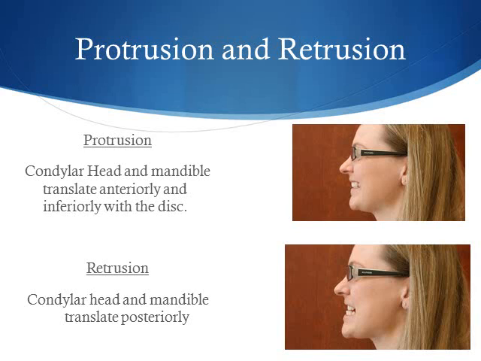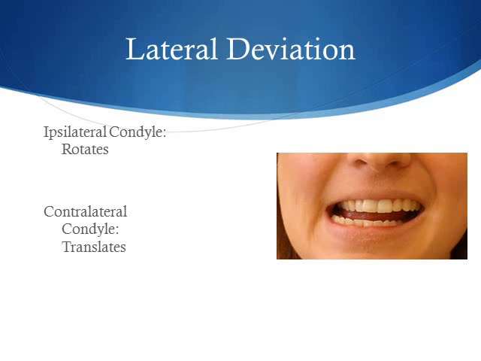Protrusion and retrusion. During protrusion, the condylar head and mandible will translate anteriorly and inferiorly with the disc. During retrusion, the condylar head and the mandible translate posteriorly. Lateral deviation. The ipsilateral condyle will rotate. The contralateral condyle will translate.